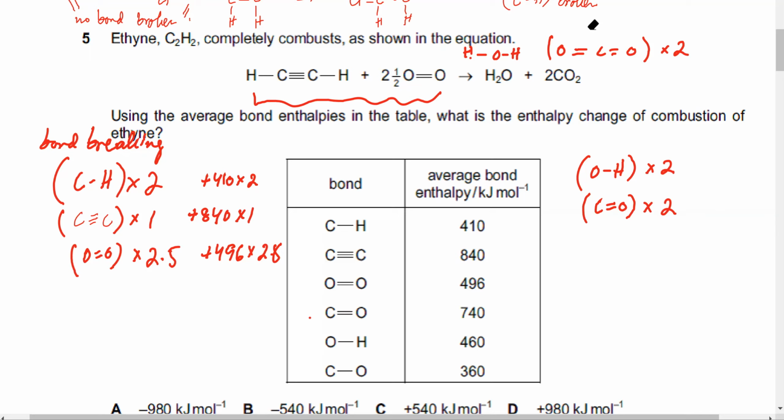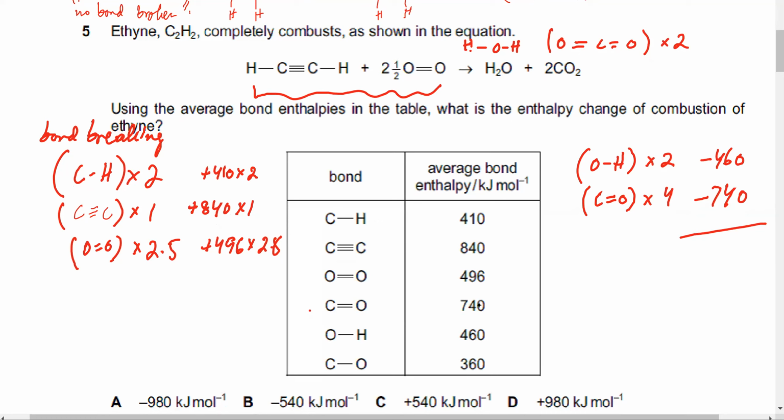You basically have to form 4. In one molecule, there's a carbon double bond oxygen, another carbon double bond oxygen. So in one molecule, you have to form 2. So in two molecules, you would have to form 4. You can get these values over here as well. OH is going to be 460. So these would be negative. It's going to be minus 460. Bond formation is negative. Carbon double bond oxygen would be given somewhere at 740. So use that. So these are my values.